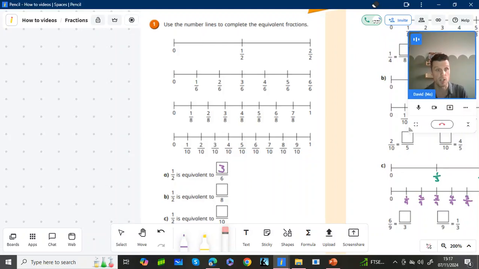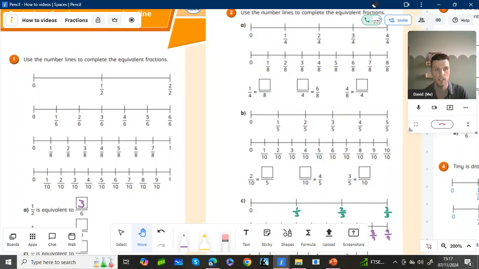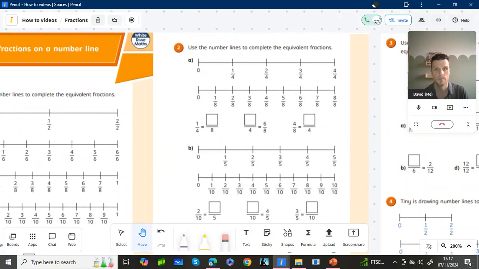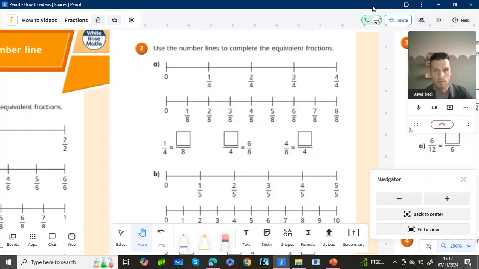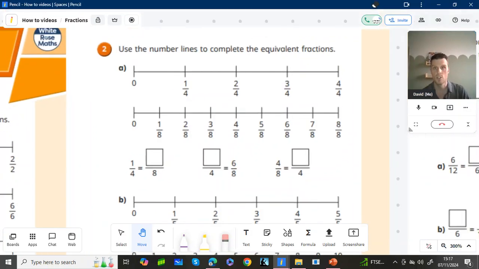Okay, we're going to move on to question 2 now. I'm going to zoom in a little bit for this one. There we go. So we're going to use the number lines to complete the equivalent fractions. I will do the first one and you can complete it. So 1/4 is equivalent to how many eighths? So I'm going to circle the 1/4 and the fraction underneath. So that's 2/8. I'll write 2 there.